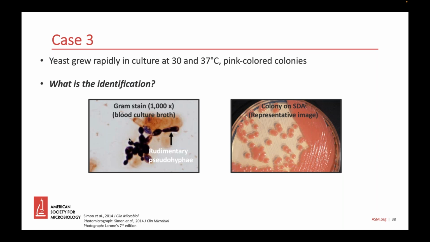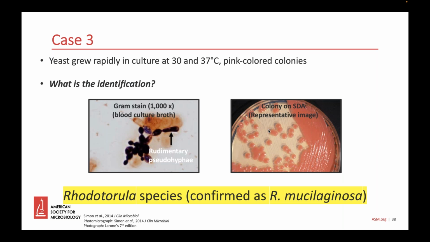Doesn't look like Cryptococcus, right? It's not that nice round spherical structure, but the colony morphology is very striking and revealing. So very brilliant pink-colored colonies on Sabouraud. So this ended up being a Rhodotorula species, and it was ultimately confirmed using molecular methods as Rhodotorula mucilaginosa.